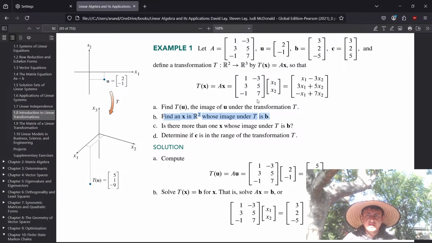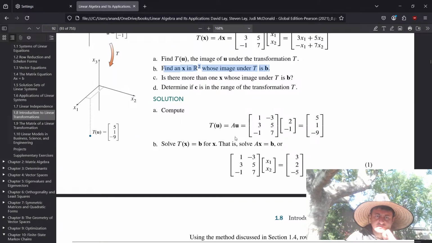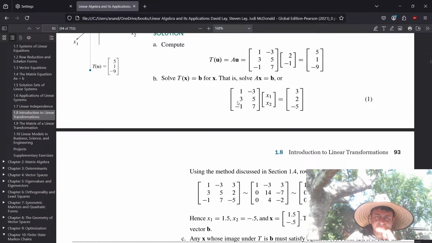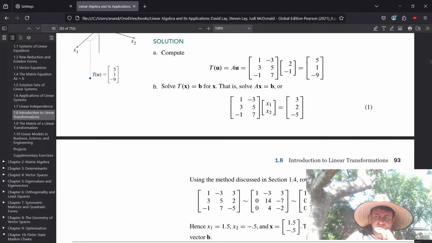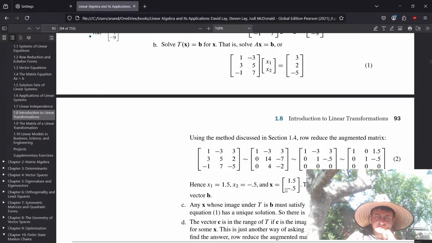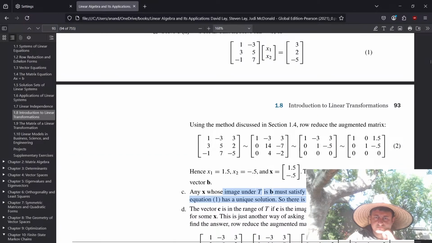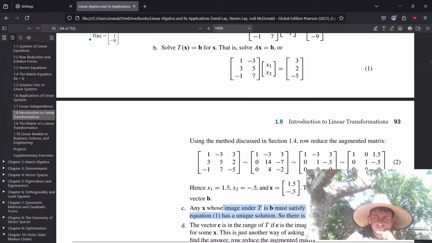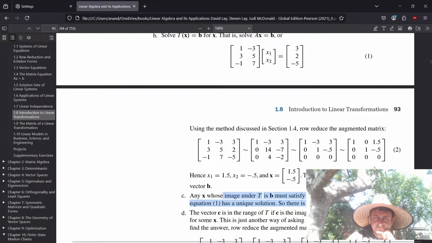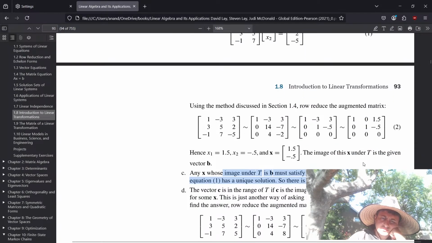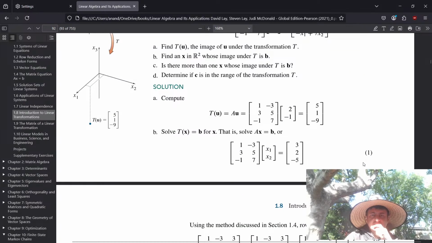Is there more than one x whose image under T is b? I don't actually know that. How do I do that? I don't think there's any free variables, so I'm guessing no. Okay, so this is what I got. It has a unique solution. Why is it that clear? Okay, and then what is D?